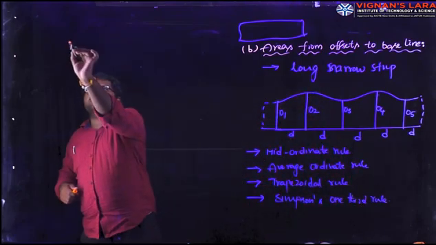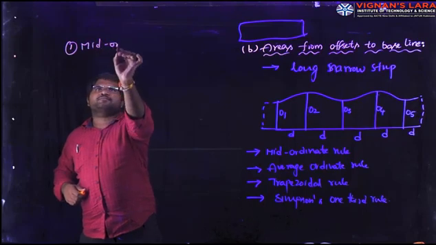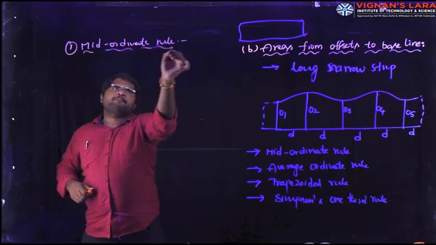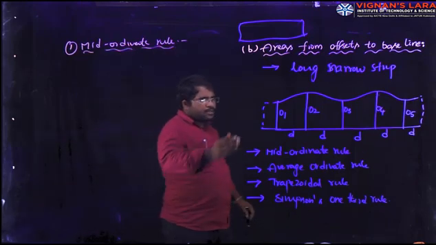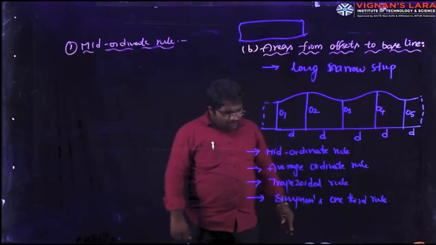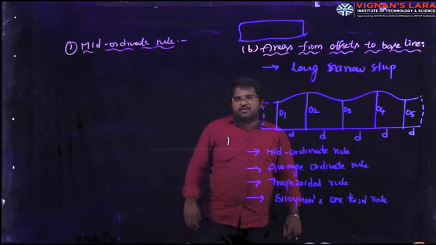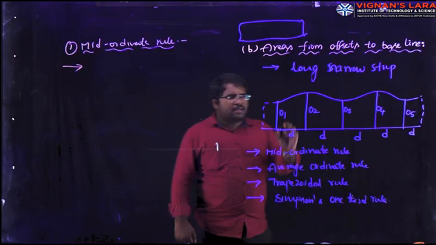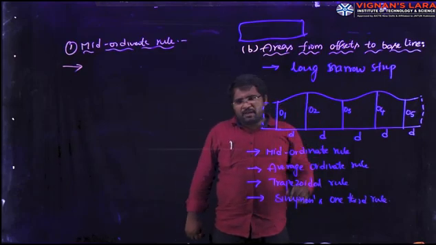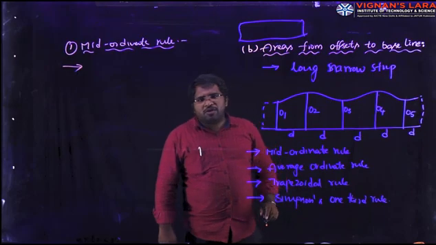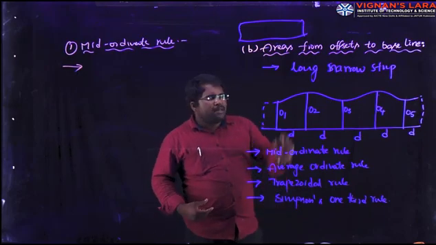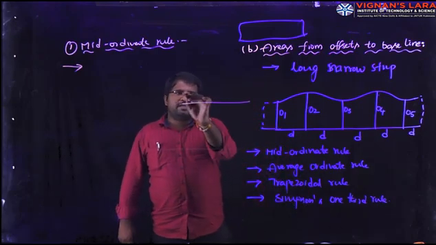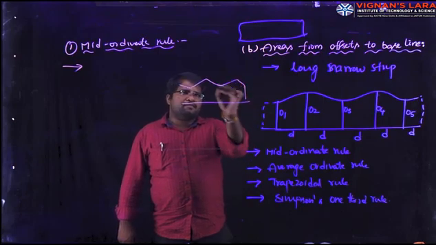The first method is the mid-ordinate rule. Here we use the same picture. We are going to make one assumption: normally if you see this boundary, it has a curved nature, but for the mid-ordinate rule we assume that the boundaries should be straight lines.